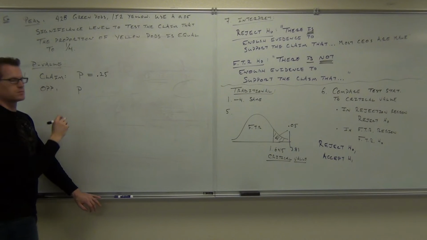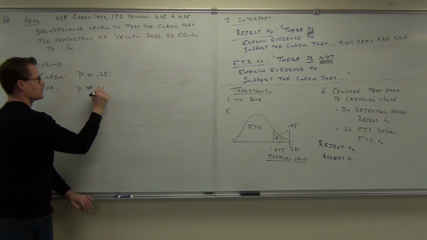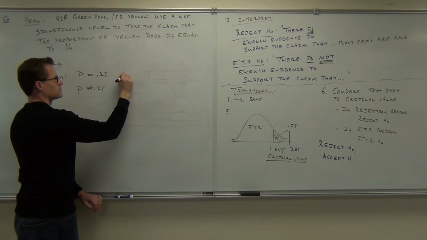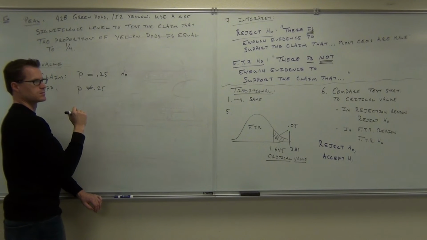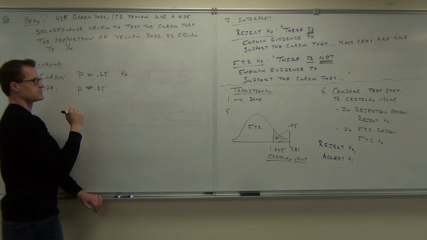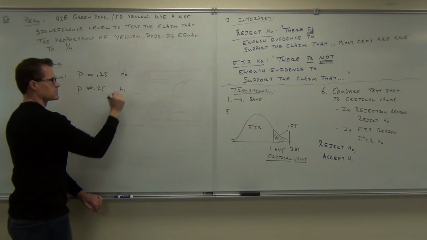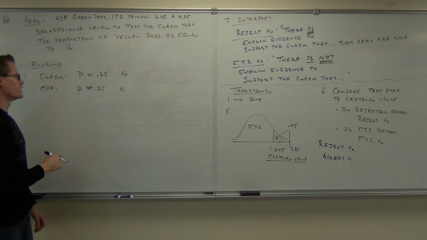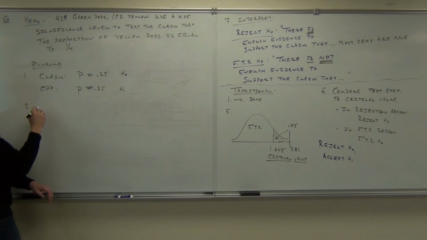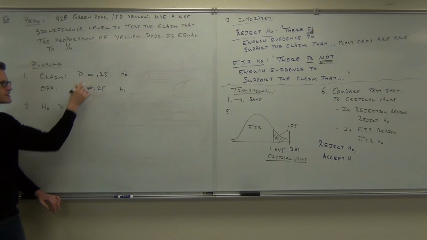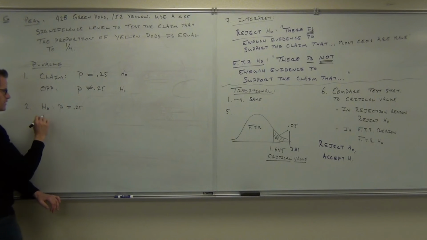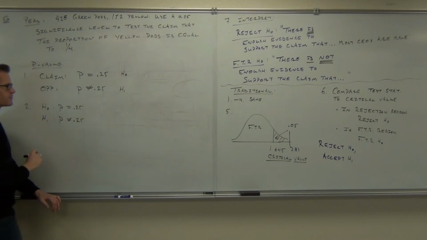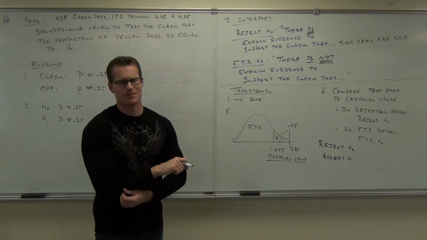What's the opposite? Which one's h sub 0? Claim is opposite. Which one is h sub 1? Well, it's given to us. So the opposite, sure. Now, step number 2 is simply to rewrite that. So we're going to have h sub 0. It's already got the equals, that's great, 0.25. h sub 1, we have the not equals, 0.25. That's the opposite of that claim.